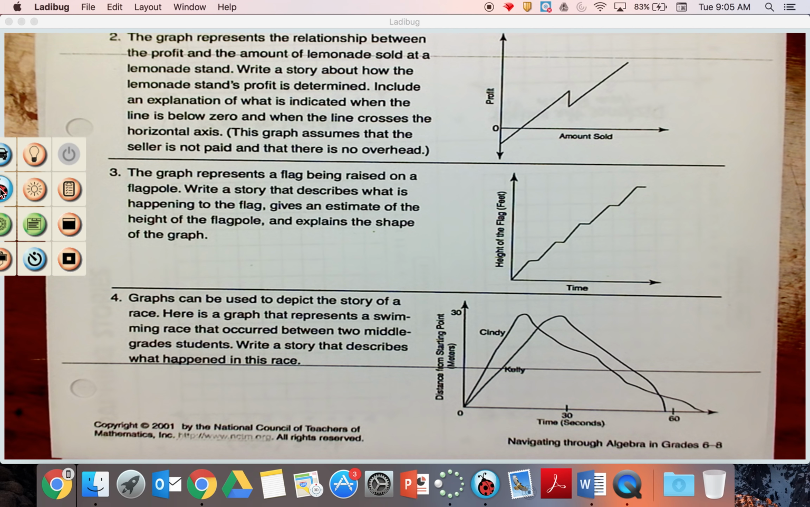And then our last graph is, can you depict a story about two swimmers in middle school grades, and write a story about what happens in this race. What's happening between Cindy and Kelly? Can you explain what's happening at the beginning, what's happening up here at the top, what's happening at the very end, and why did they all of a sudden taper down? What's going on with that? See if you can give me something that could match what's happening on that graph.